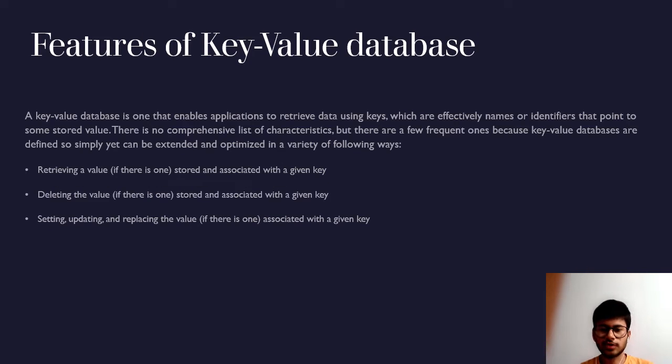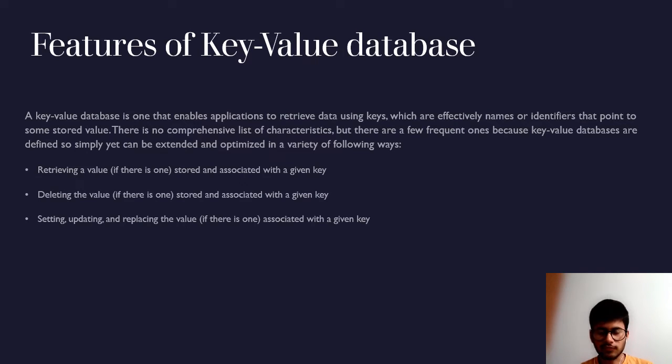Now let's talk about features of key value databases. A key value database is one that enables applications to retrieve data using keys, which are effectively names or identifiers that point to some stored value. There is no comprehensive list of characteristics, but there are a few frequent ones, because key value databases are defined so simply yet can be extended and optimized in a variety of ways.